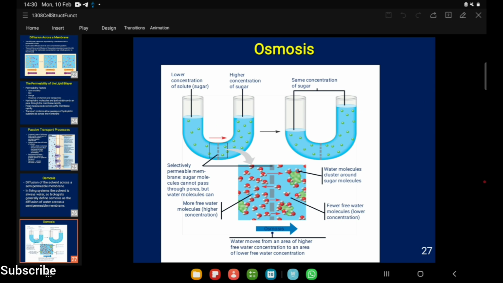More free water molecules means a higher concentration. On the right-hand side, water molecules cluster around sugar molecules. Fewer free water molecules means a lower concentration. In osmosis, water moves from an area of higher concentration to a lower concentration.